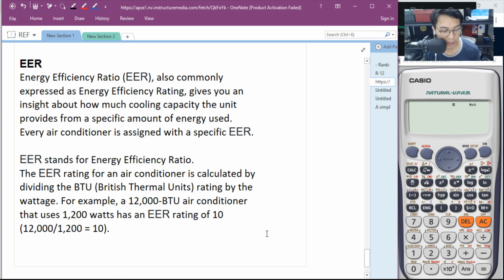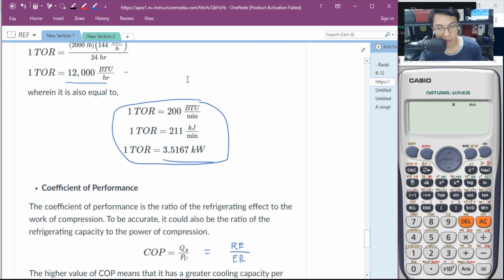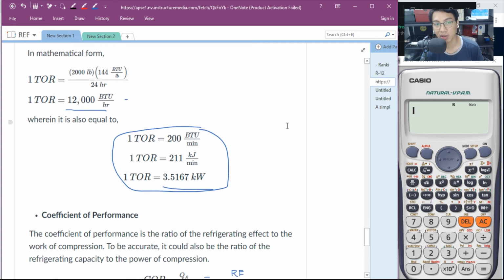So, paano po ba natin makukuha yung EER? Simply, EER is equal to 3.41 times COP. That is EER. Okay? For further discussion, mas maganda, i-discuss natin yung sample problem. So, I have here a sample problem that uses ammonia. So, i-prepare nyo yung ammonia tables and after 5 minutes, we'll go to the discussion.